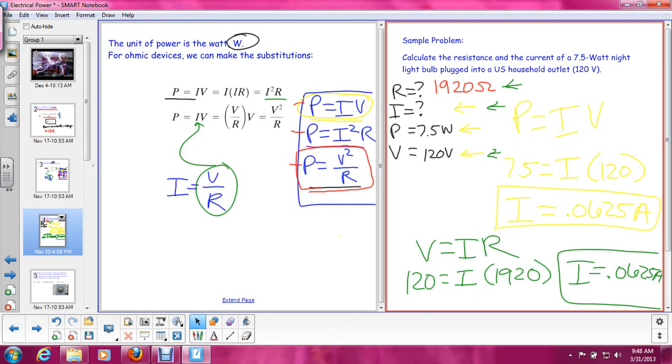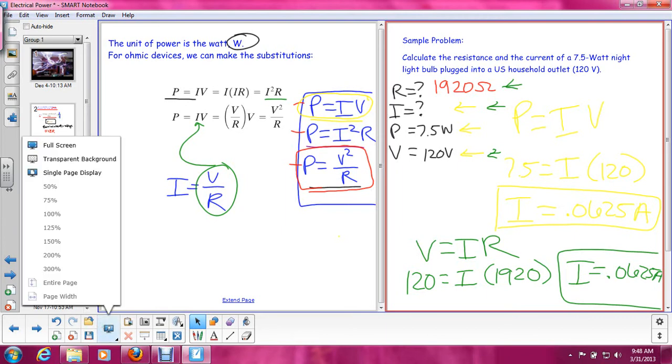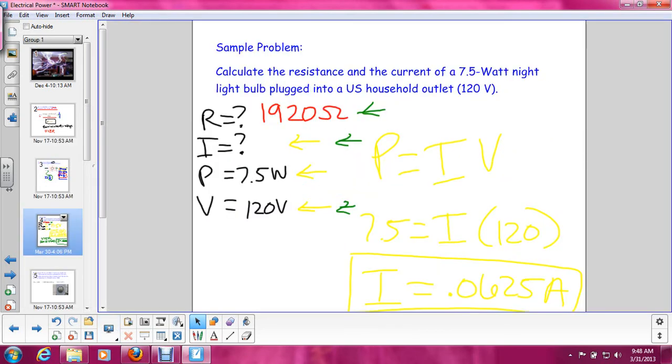If you do both of these and you get different answers, that means something went wrong along the way, and you need to recheck your steps. So that is how you use Ohm's law and our electrical power equation.